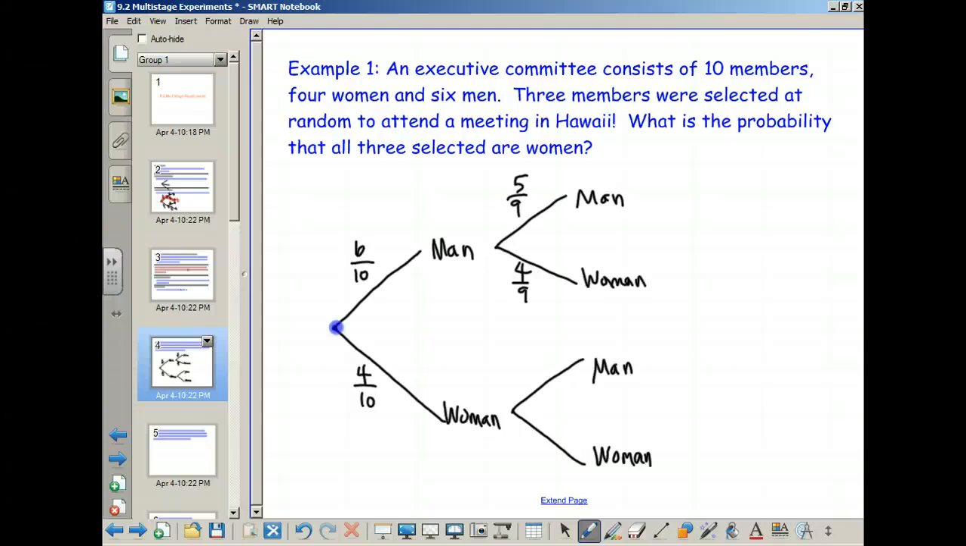So now put yourself back at the beginning of the problem and pretend you drew a woman out of the hat. Okay, how many people are still in the hat? 9. How many of them are men? 6. So there's a 6 out of 9 chance along this path that you select a man the second time. How likely is it that you select a woman? 3 out of 9.